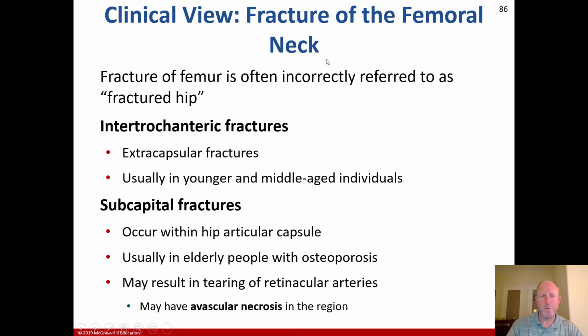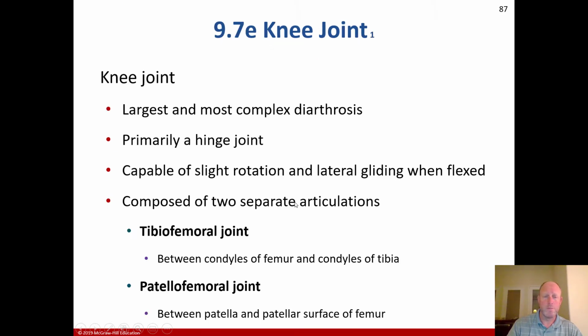Now, if there's a fracture of the femoral neck, it's often incorrectly referred to as a fractured hip. Really, it's an intertrochanteric fracture. It's an extracapsular fracture, usually in younger and middle-aged individuals. There's also a subcapital fracture that occurs in the hip articular capsule. It's usually in elderly people with osteoporosis. This can result in tearing of retinacular arteries. It may have avascular necrosis in the region as well.